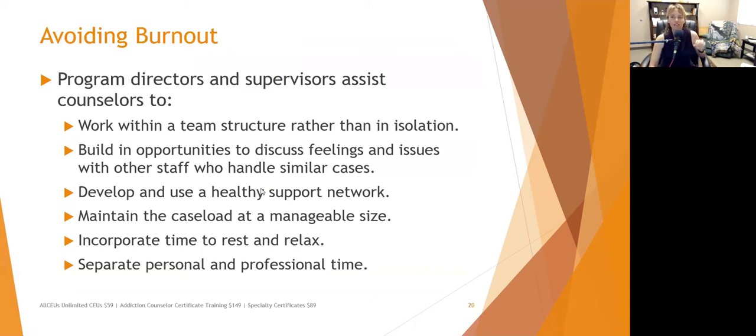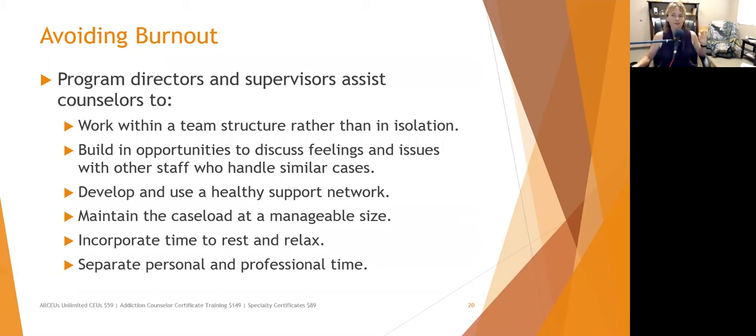Program directors and supervisors can assist clinicians in avoiding burnout by encouraging them to work within a team structure rather than isolation. Clients can be draining and exhausting if you're that connected and empathic and everything. It's draining for anybody. And if you're in a residential facility where clients can drop by all day long, it can be draining. So you need to figure out how to work as a team structure so everybody can get the stuff they need to get done, as well as provide high quality treatment to clients.